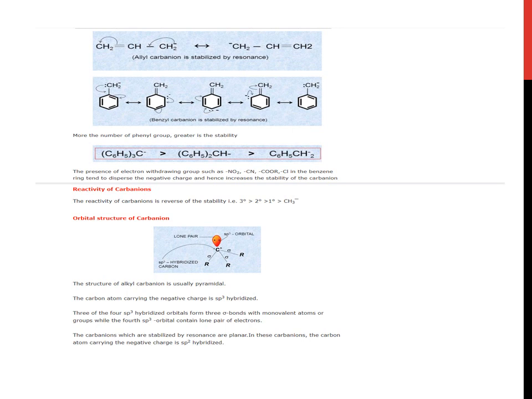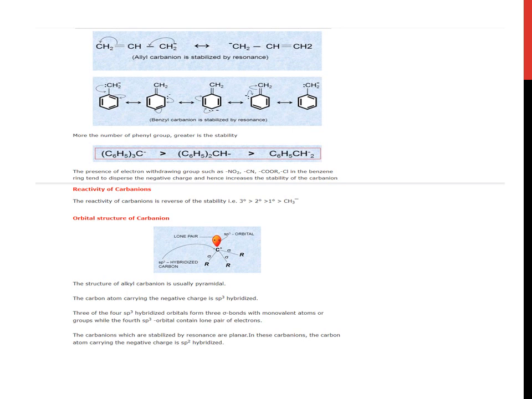The presence of electron withdrawing groups such as NO2, CN, COR, Cl in the benzene ring tends to disperse the negative charge and hence increases the stability of the carbanion. Now, reactivity of carbanions. The reactivity of carbanions is the reverse of the stability: tertiary, then secondary, then primary and then CH3 negative.